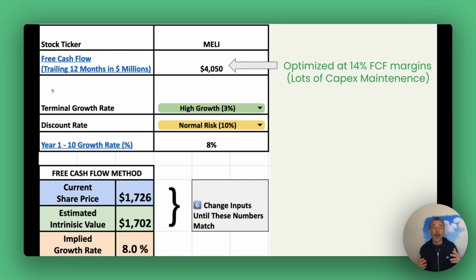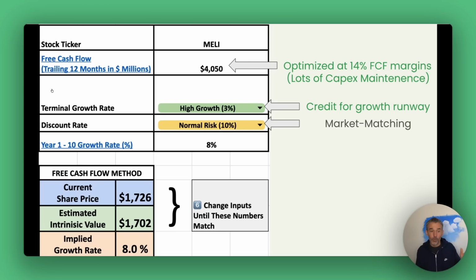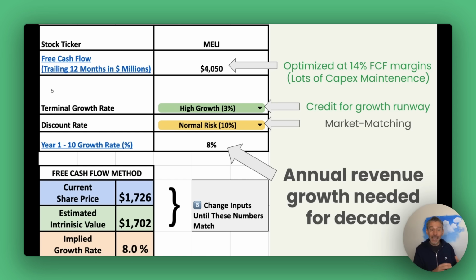That takes into account a lot of maintenance capital expenditures for the company's logistics and fulfillment network. If we give them those 14% free cash flow margins, that would give them about $4 billion right now in trailing free cash flow. That's lower than it actually is, so I'm being conservative here. Give them a 3% terminal growth rate and a regular discount rate, and if we hit those numbers, then Mercado Libre needs to grow its top line at 8% per year.